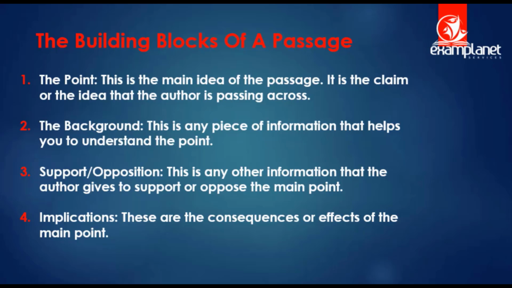Then, the background is any piece of information that helps you to understand the point. That's the background, okay? And now you also need to know if it supports or opposes something. So that calls for support or opposition. This is any other information that the author gives to support or oppose the main point. Of course, you also need to understand implications. These are the consequences or effects of the main point. Understanding these building blocks will help you to understand the passage.